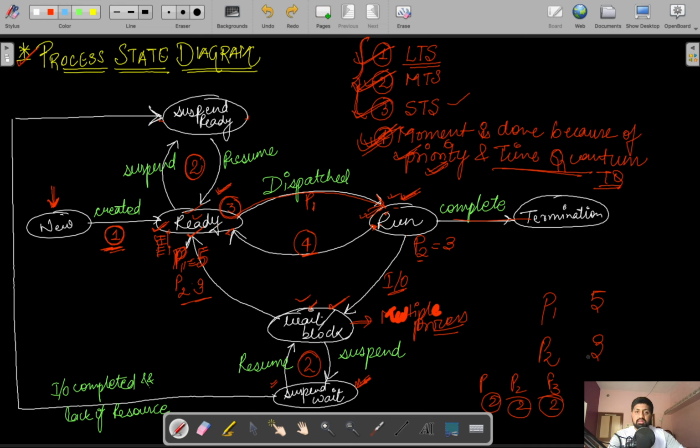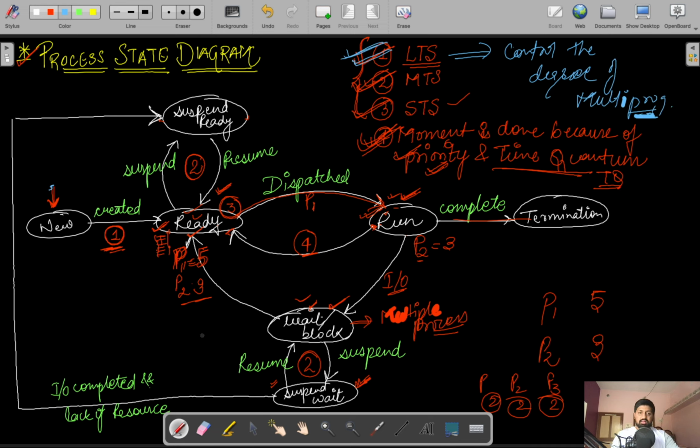One thing you need to keep in mind is that the long-term scheduler controls the degree of multiprogramming. So these are the things you need to keep in mind when you want to tackle any problem or question on this process state diagram.